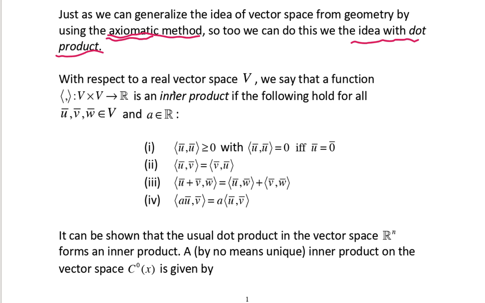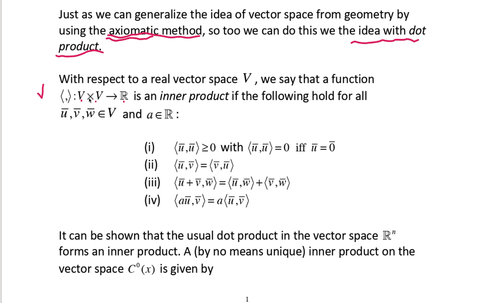But let's just say with respect to a real vector space that I'm calling V, we say that a function, this is actually a function here, notice that I'm just using angled brackets. That's typically what they use in functional analysis, higher mathematics, for an inner product, okay? It's a mapping from what? You take two vectors and you get a real number out of it. That's what this is saying here, okay?